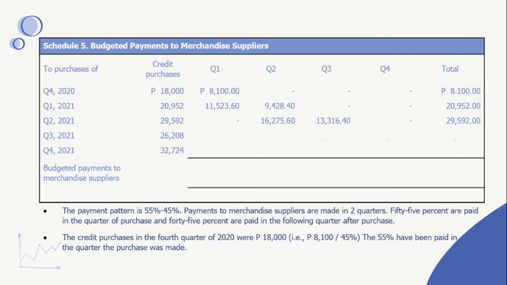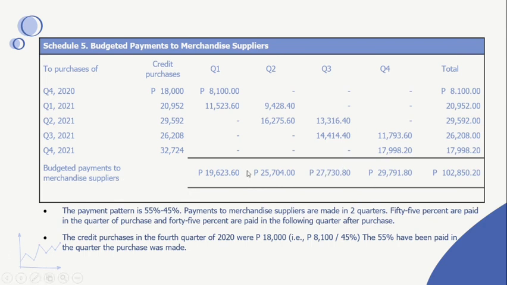So, we have for quarter 2, 16,275, 55% to be paid on quarter 2. Then, ang 45% to be paid on quarter 3. Unya, ang quarter 3 na purchase, ang 55% to be paid on quarter 3. Unya, ang 45% to be paid on quarter 4. Then, quarter 4 nga purchase, ang 55% to be paid on quarter 4. Then, ang 45% to be paid siya on the next quarter, which is quarter 1 of year 2022. So, i-add siya tanan. So, we have the following budgeted payments to merchandise suppliers per quarter and for the total for the year.